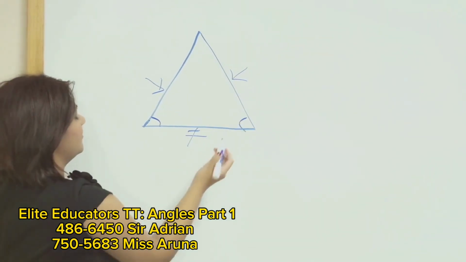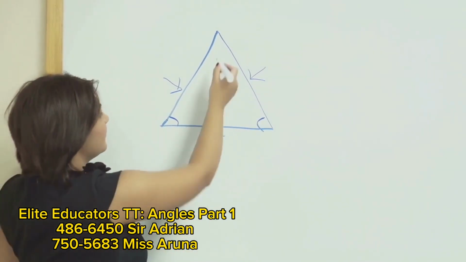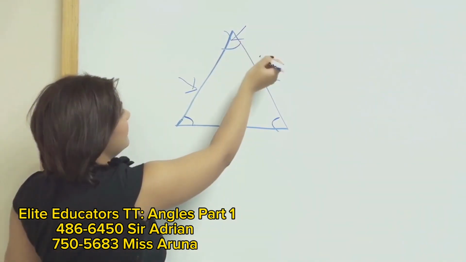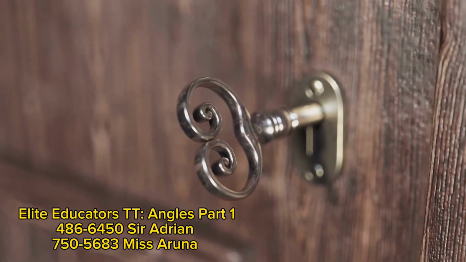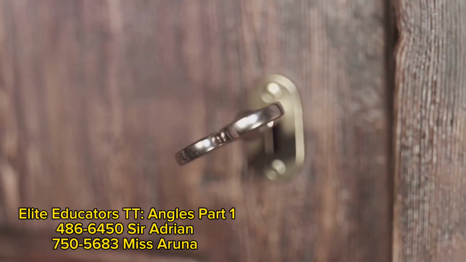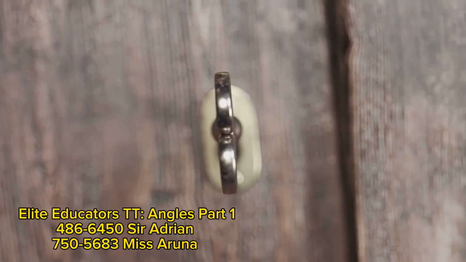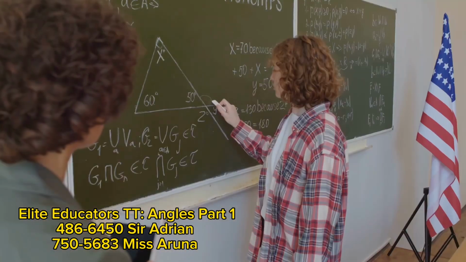But no matter their size or shape, all angles have one thing in common. They're formed when two rays meet at a point. This point, known as the vertex, is like the hinge of a door. It's where the two rays come together, and it's what allows the angle to open and close.